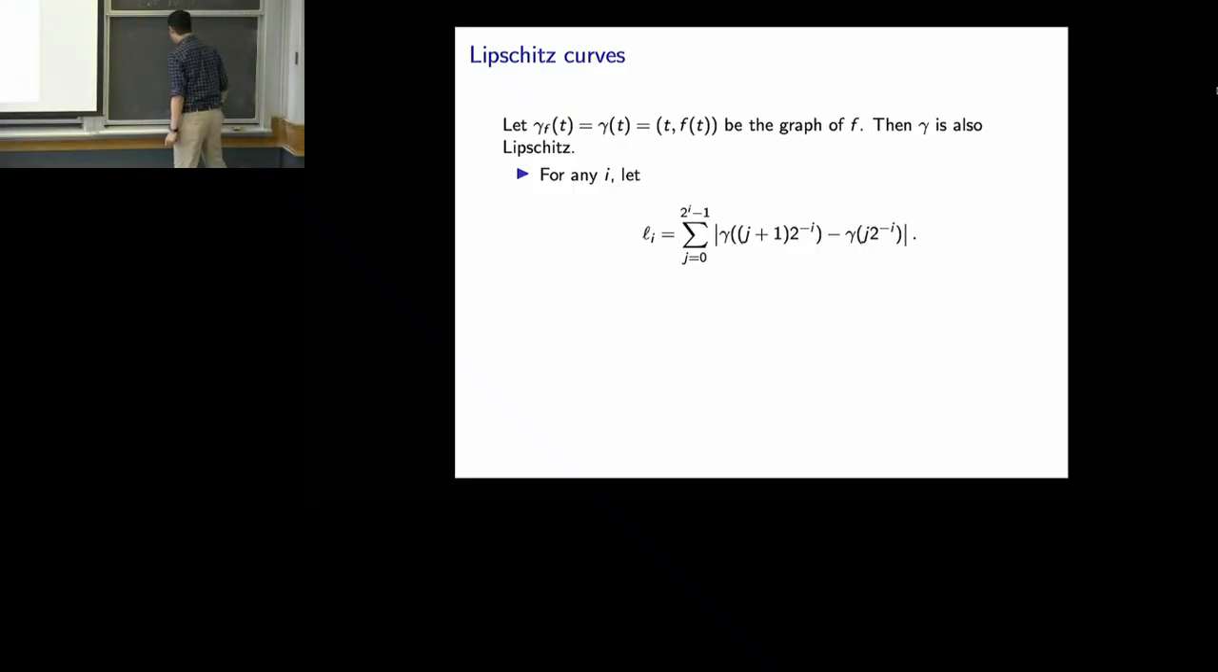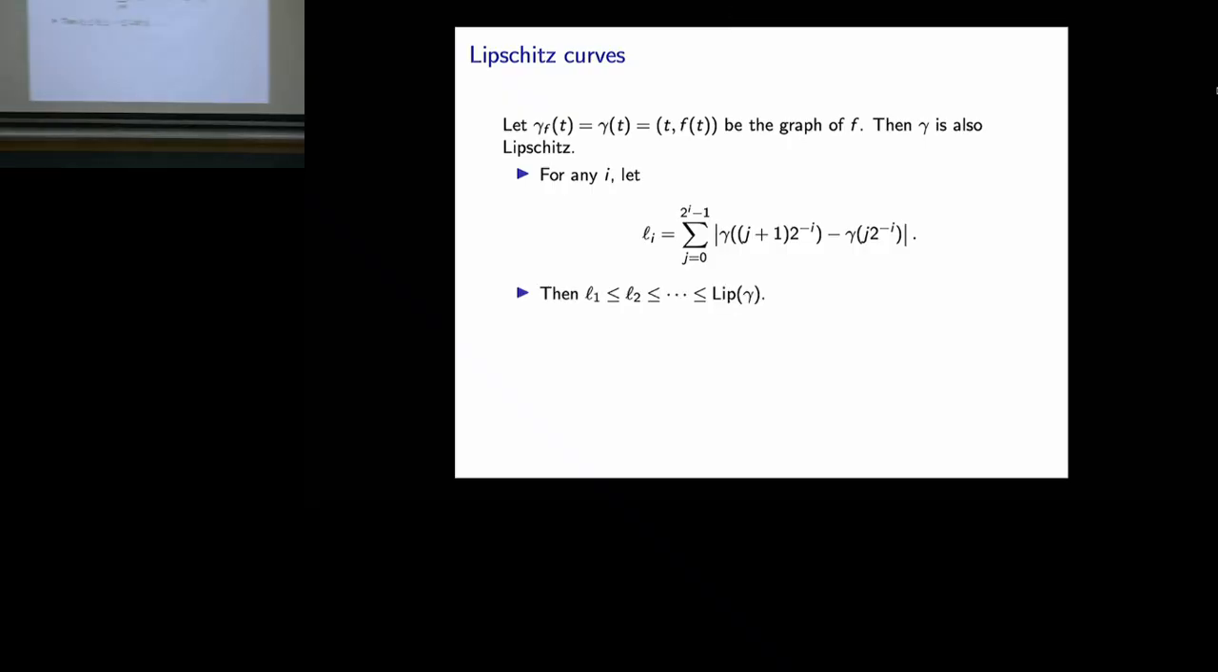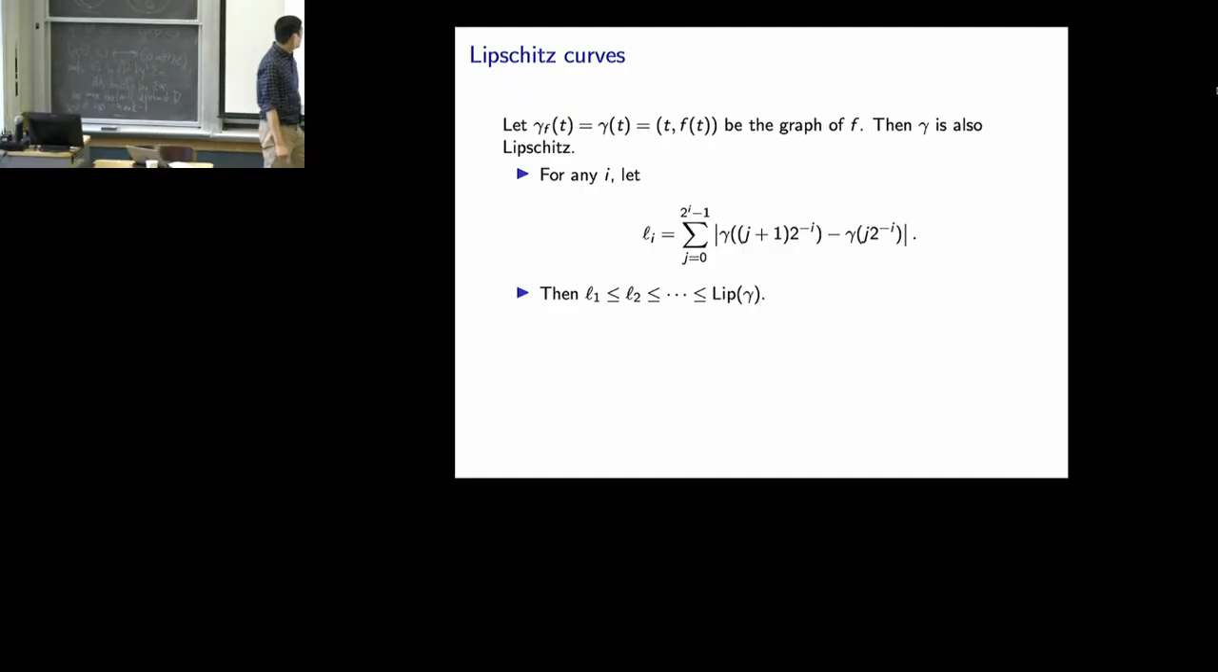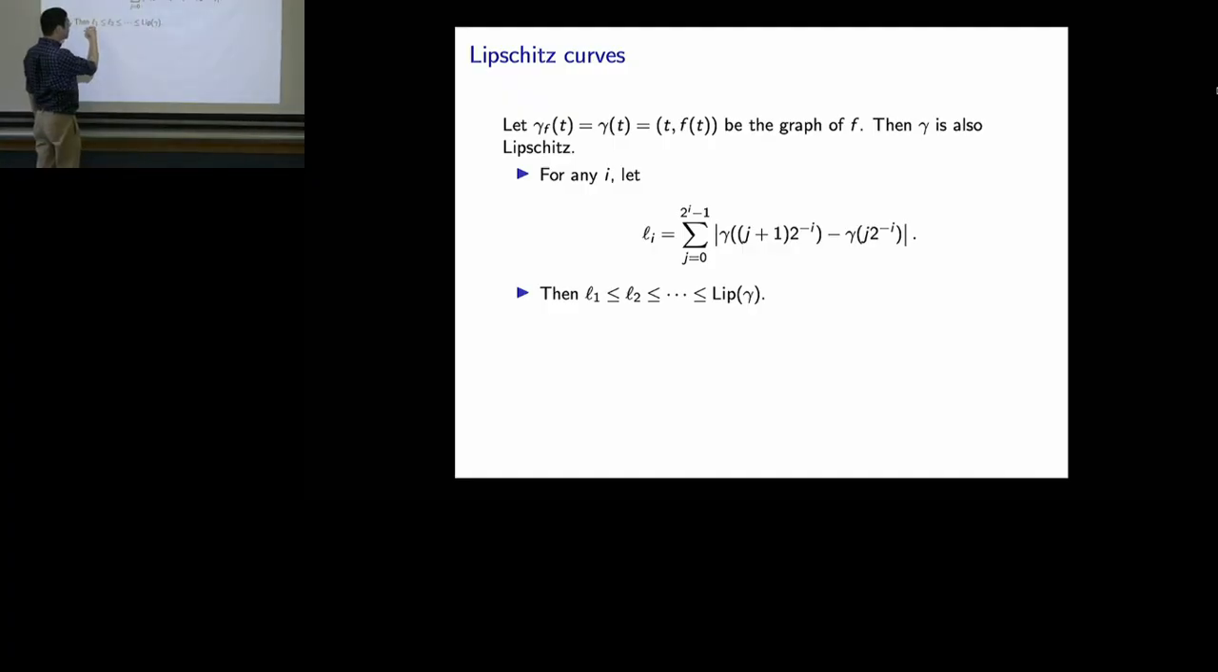Say our original curve was defined on the interval from 0 to 1. And then we're subdividing. Here's the subdivision into 2 parts, here's the subdivision into 4 parts, 8 parts, and so on. Every time we subdivide, the length of the curve increases. And so L1, so these approximations ought to form a non-decreasing sequence.